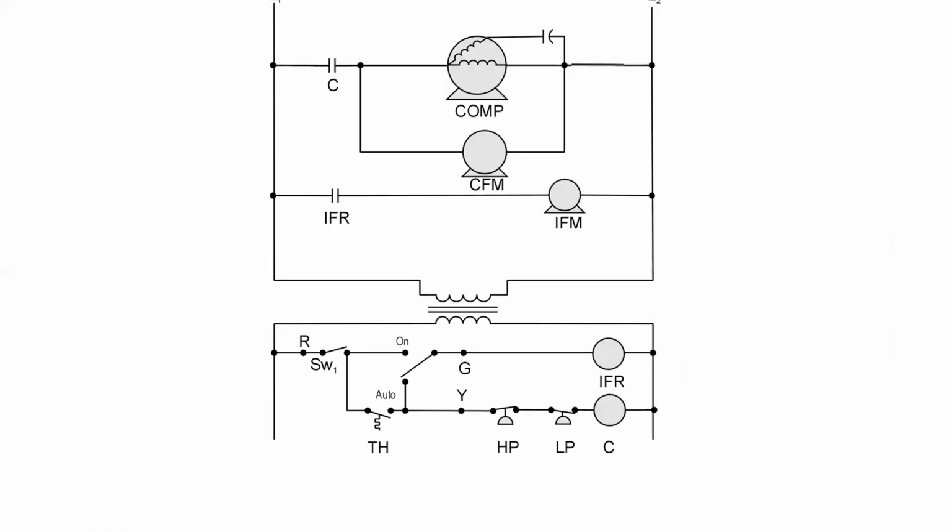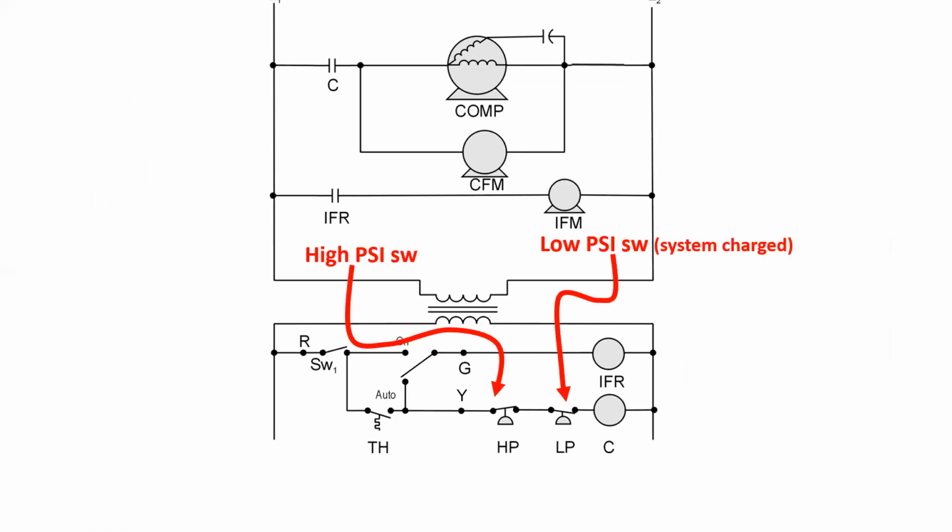Here's an example of yet another combination. This one is of a furnace, and we can see the low and the high pressure switch as well as the thermostat. The compressor itself is located here, and we have the indoor fan motor, which is going to blow that conditioned air throughout the home.